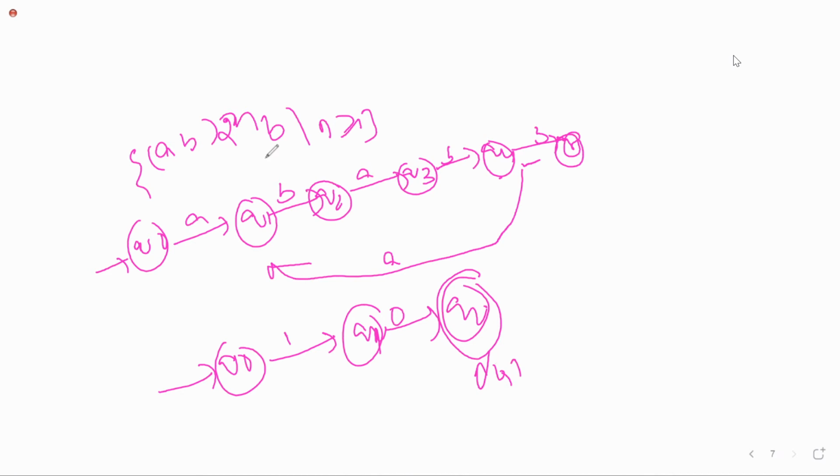Here, AB to the power of 2 to the power of n. If you put n equals 1, how many times will it repeat? 2 times: AB, AB. After AB, AB, you have one more B, which is why I have made it the final state. If n is 2, 2 to the power of 2 is 4, so AB 4 times. From Q4 to Q1, you observe AB, AB, again AB, AB, again AB, AB.